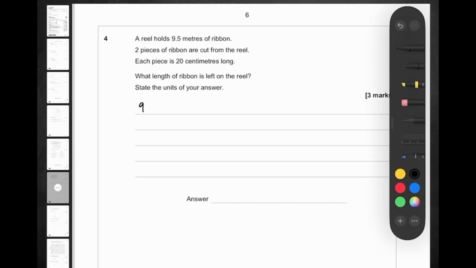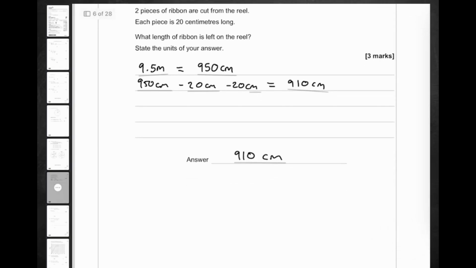So I'm going to write 9.5 meters is the same as 950 centimeters. 950 centimeters minus 20 centimeters minus 20 centimeters for the two lengths that have been cut, which is 910 centimeters. It doesn't state if it wants it in meters or centimeters, so I'm going to leave it in centimeters.